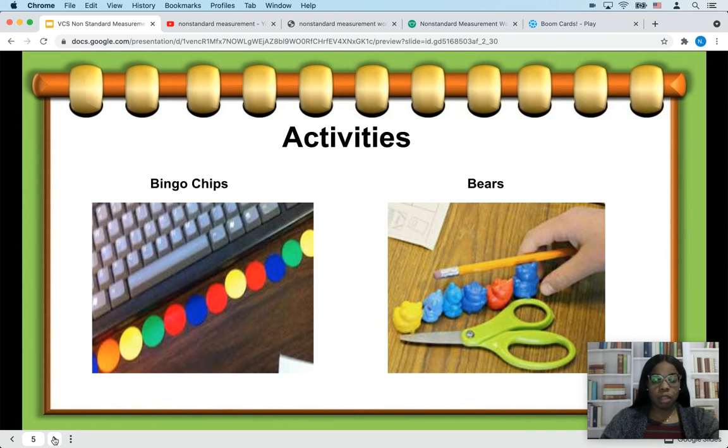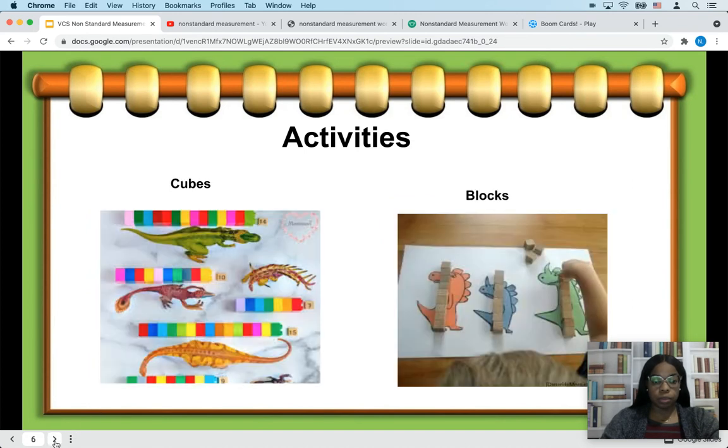Then you can go into some activities. Bingo chips are a great non-standard way of measuring. How many bingo chips does it take to find out the length of our computer's keyboard? How many bears does it take to find out the length of our scissors? You can also use cubes. How many cubes are the dinosaurs? Potentially you can use printed materials as well as hands-on objects. How many blocks are the dinosaurs?